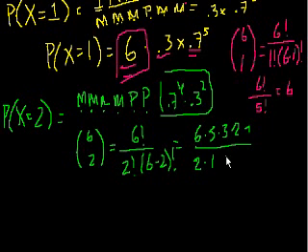6 minus 2 is 4 factorial. It's 4 times 3 times 2 times 1. Oh, and actually I forgot to write a 4 up here. It's 6 times 5 times 4 times 3 times 2 times 1. Anyway, this cancels out with that. The 2 and the 6 is 3, so it becomes 15.